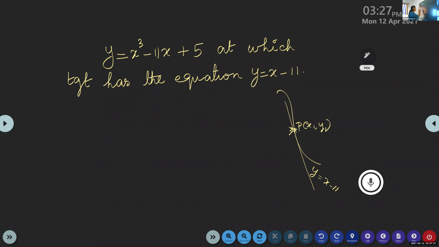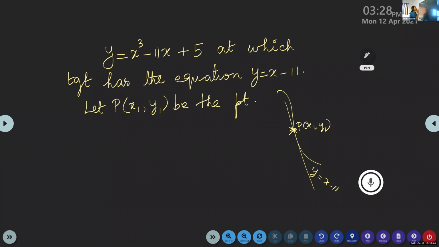So we don't know the point. Let's take that point to be x1, y1. Let P of x1, y1 be the point of contact where the tangent is drawn. So x1, y1 is a point on the curve as well as on the tangent, so it will satisfy that equation.